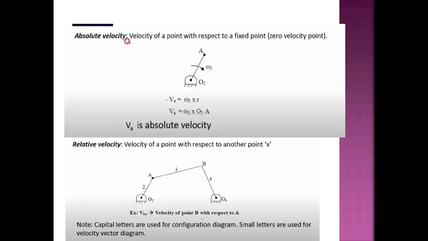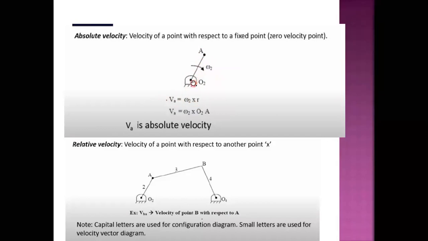What is absolute velocity? The velocity of a point with respect to a fixed point is called absolute velocity. Suppose you take this example. This is fixed here at point O2, and the link is O2A. Now I need to find the absolute velocity of A, that is VA. This link moves at an angular velocity omega 2. Therefore, the absolute velocity of A becomes omega 2 into radius. We already derived the relation between omega and V. Therefore, V is equal to omega 2 into R.